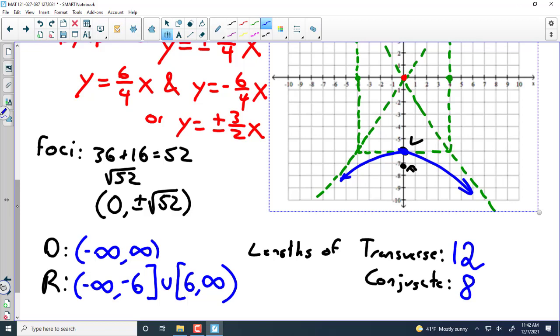And then you can look up here and see how you did. Of course, since this is review day, if you didn't get the domain or the range or the length of the transverse or conjugate axis correctly, it's a great time to ask about it.